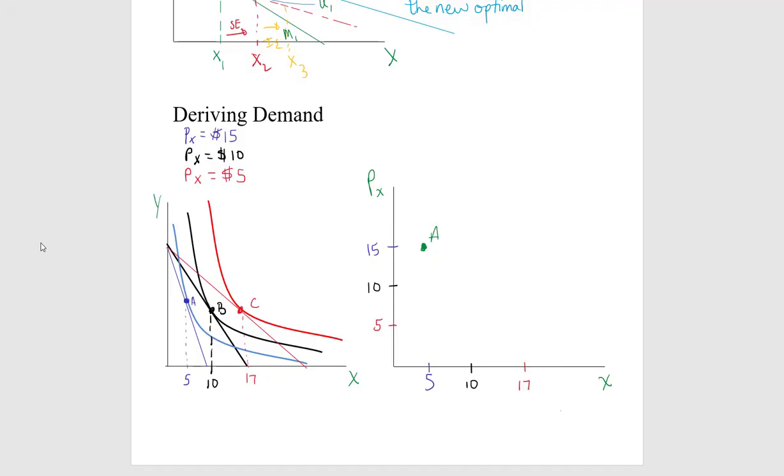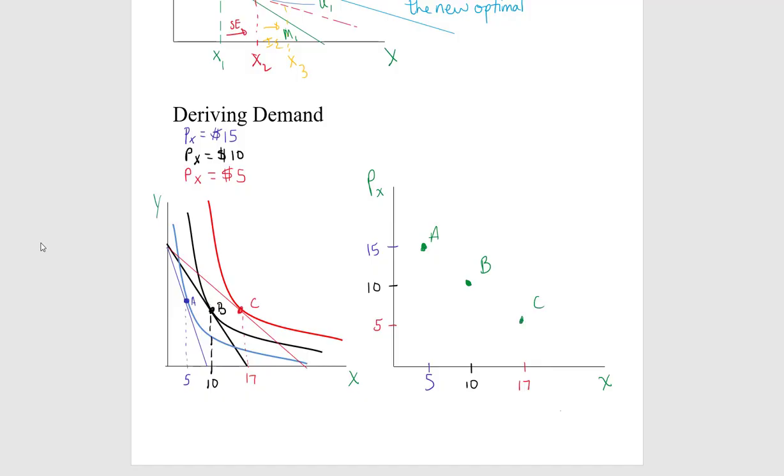So I've said, hey, at a price of $10, she consumes 10 units of the good. And again, I'm just making up numbers, so it doesn't exactly make sense, but just to give you an idea. At a price of $5, her budget actually is able to buy lots and lots more, even though the income hasn't changed. She reaches an even higher indifference curve, and at point C here, she gets 17 units of the good.